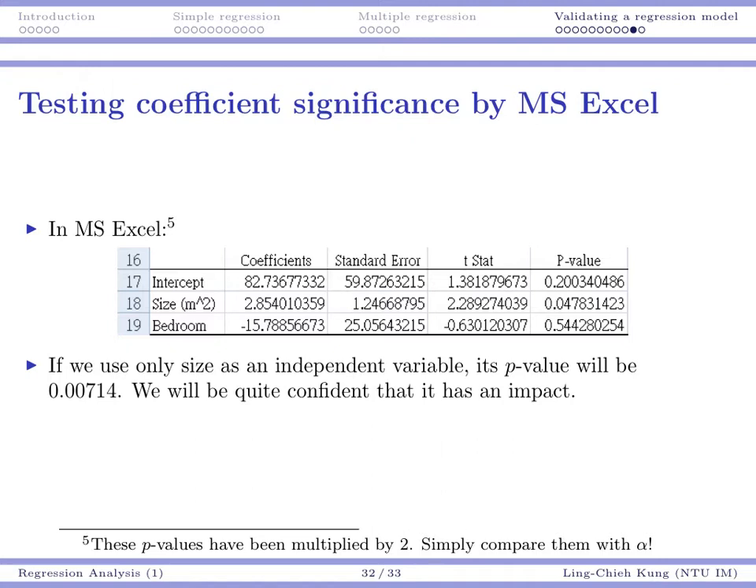In Excel, again, if we look at this report, we see not just coefficients, but also their p-values. Again, these p-values have been multiplied by 2, and you see these are exactly the numbers you read in the previous slides. So it's quite useful. If we go back to our problem with only size as an indicator variable, check this by yourself. We're going to see that its p-value will become less than 1%. So we will be quite confident that it really has its impact.